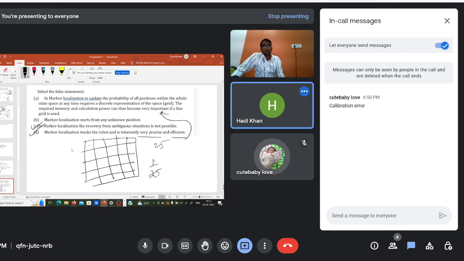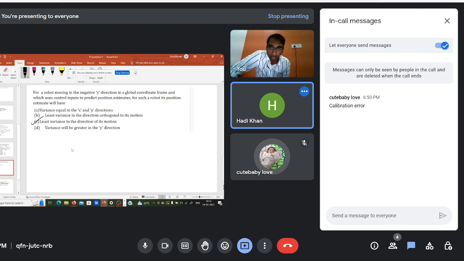Then this is about telling that Markov localization is not very precise and efficient. Not efficient because in the grid we need to have probabilities for each and every cell, and the storage space and computation is very high, and not precise because it is a probabilistic approach, right?